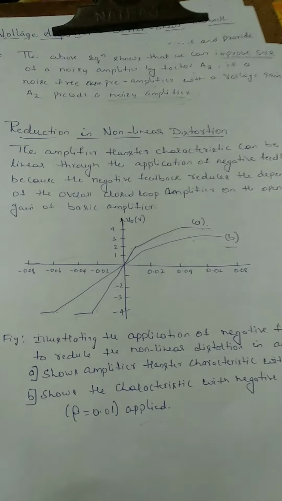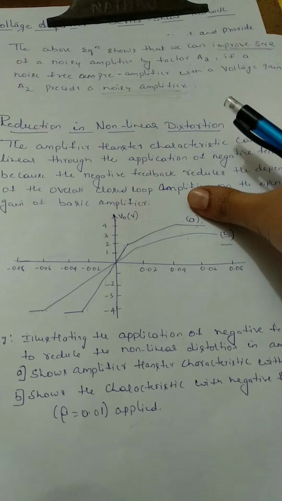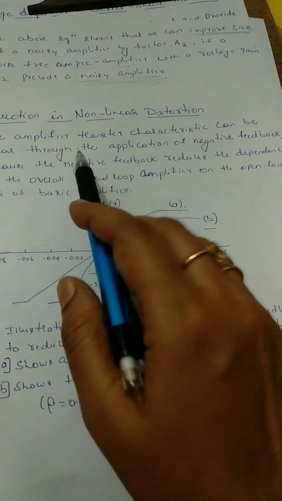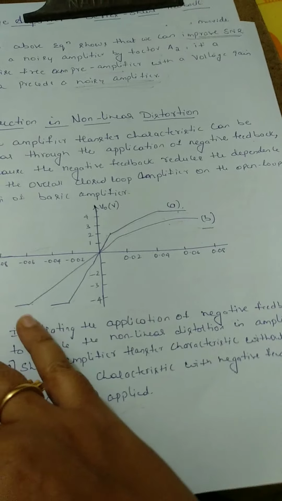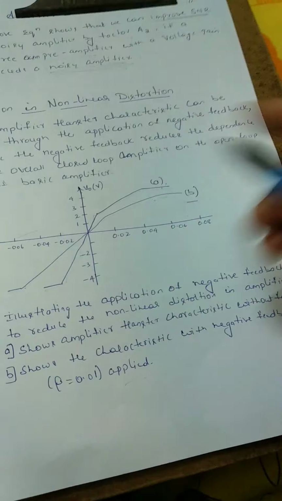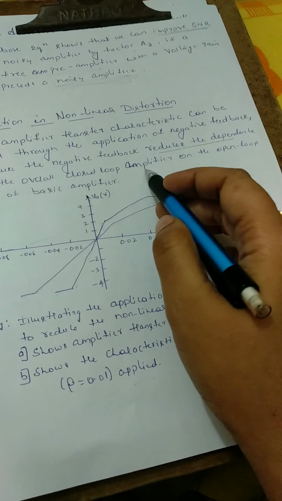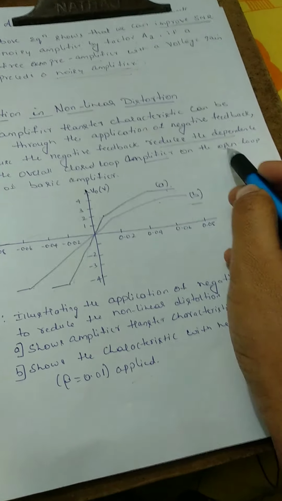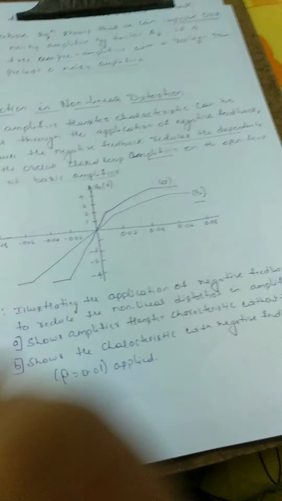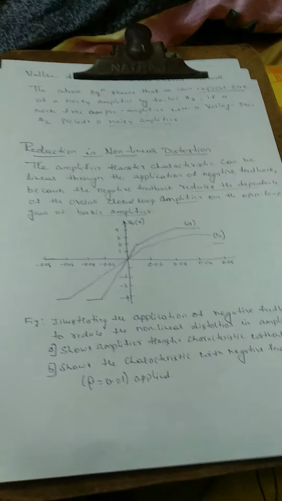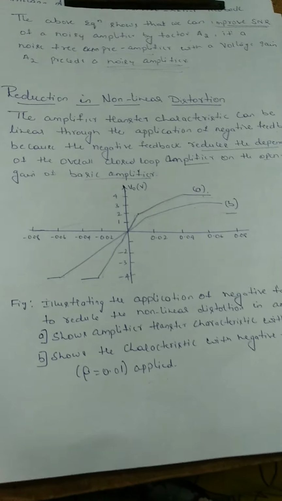That is, our transfer characteristic should be linear. The transfer characteristic becomes linear by applying negative feedback, because negative feedback reduces the dependency of the closed loop amplifier on the open loop gain of the basic amplifier. So dependency will be reduced by applying the negative feedback.